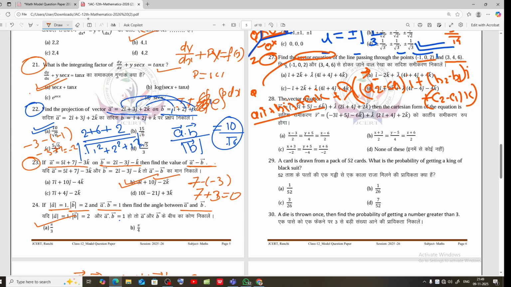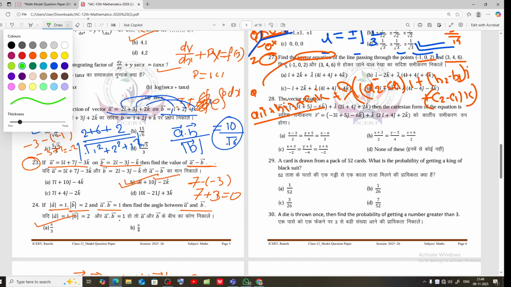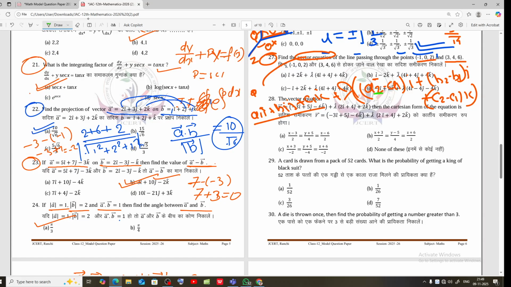Option B is also wrong. Option D is correct. Minus i plus 2k, that means 0 j cap, also position 0. Then 3 minus minus 1, that means 4: 4 i cap, 4 minus 0 j cap, 6 minus 2 is 4 k cap. But this option is also wrong.